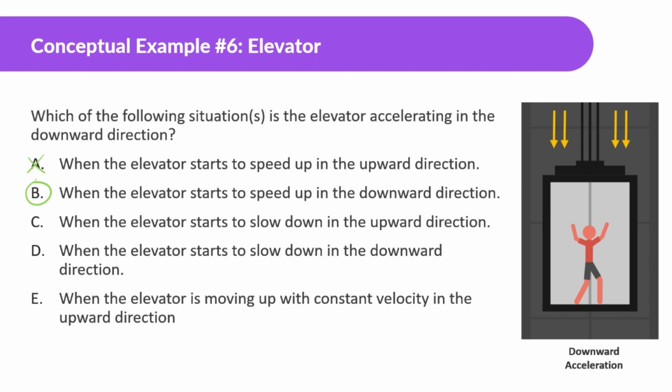When the elevator starts to slow down in the upward direction. Okay, so it's going up, but then it starts to slow down, meaning whenever it slows down, the acceleration is in the opposite direction of velocity. So that's down. So yes. When the elevator starts to slow down in the downward direction, nope, that's going up. Moving at constant velocity, nope, that means acceleration is 0.